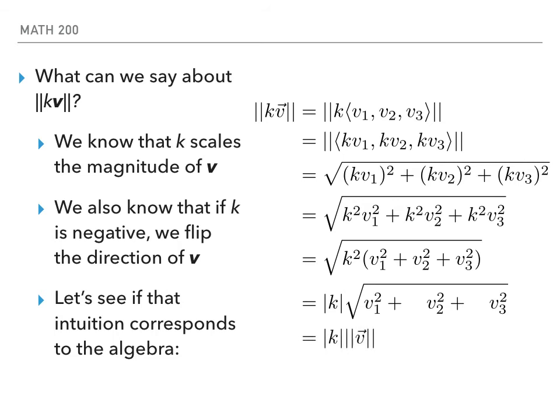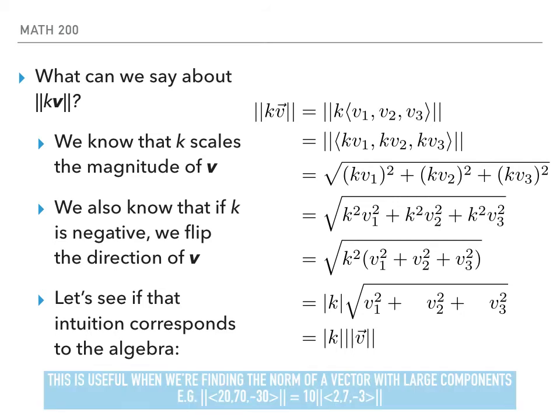So here's why this is a useful fact. It might seem really obvious to you, which is good, but it's useful because if I want to find the length of a vector that has really big components, I can just factor something out if possible. So if I had a vector 20, 70, minus 30, that's 10 times longer than 2, 7, minus 3. So why not find the length of 2, 7, minus 3 and multiply it by 10 instead of squaring those larger numbers?